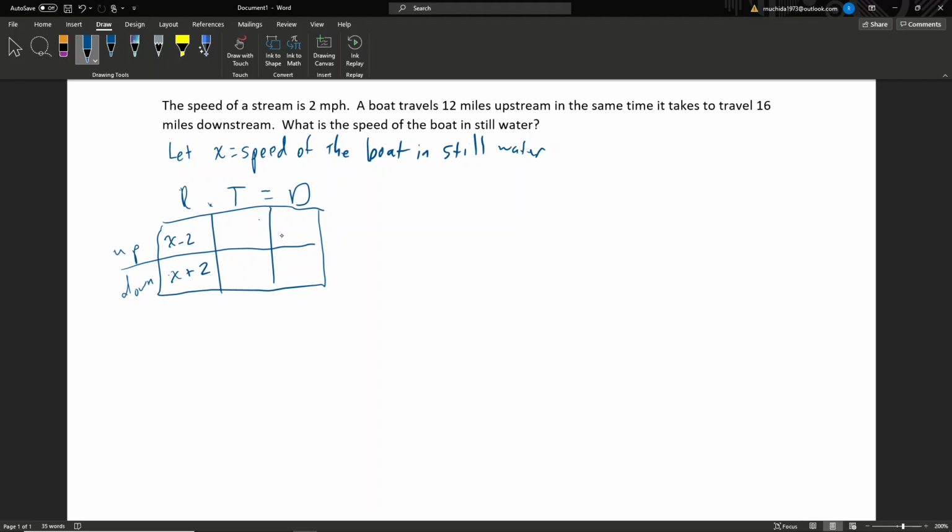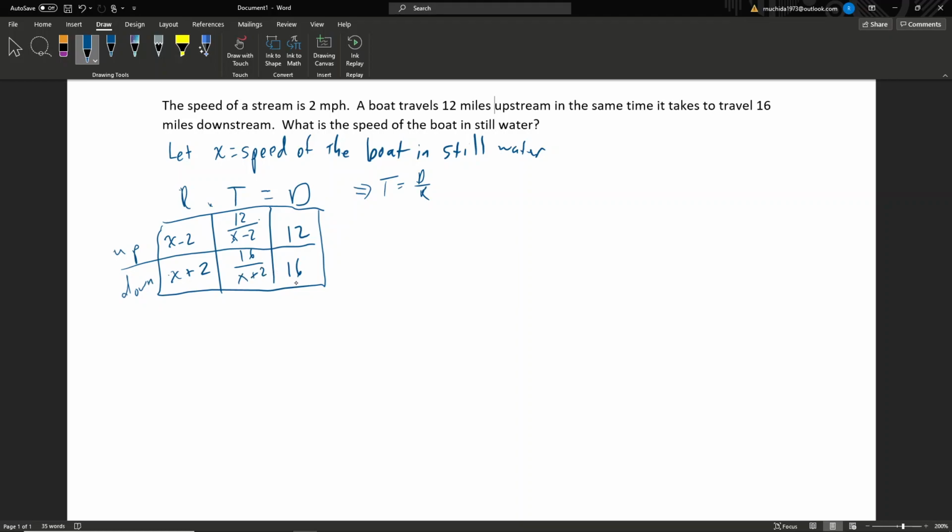Now, going upstream, it says we travel 12 miles, and downstream we travel 16 miles. We don't know the time, but we do know that rate times time equals distance. So that also tells us that time equals distance divided by rate. So for the upstream, that would be 12 over x minus 2, and for the downstream, that would be 16 over x plus 2.